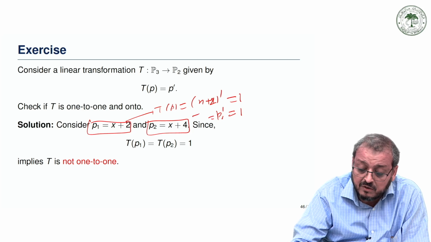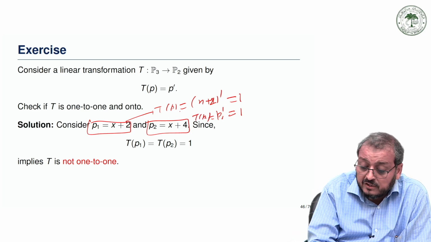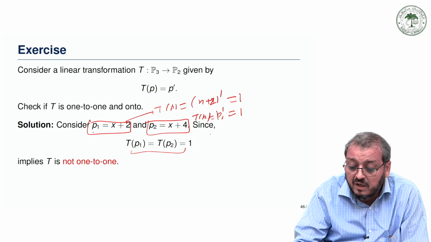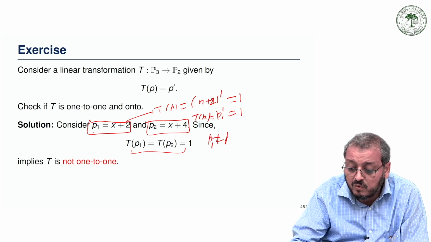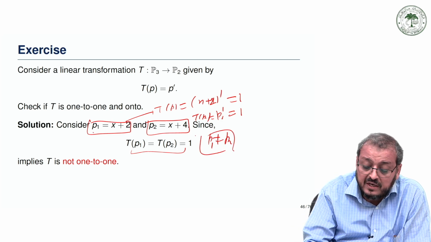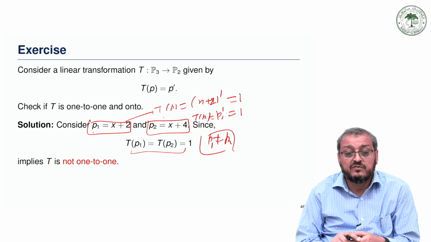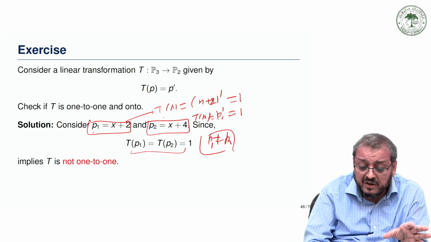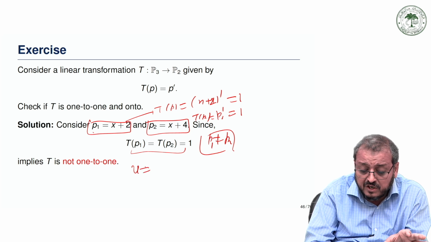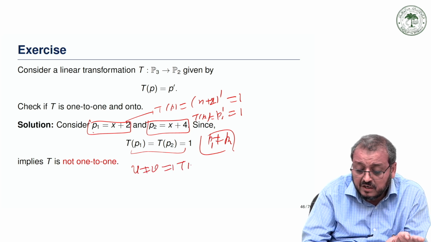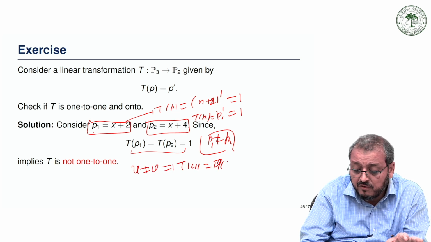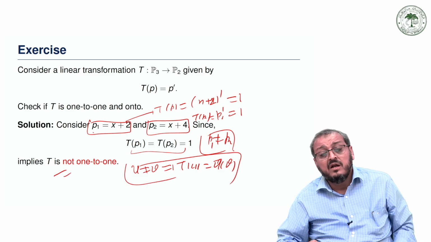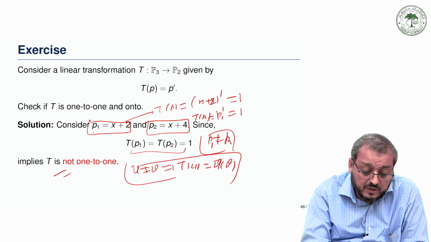So this is nothing but equal to T of P2. So this means we have T of P1 and T of P2 are the same, but P1 is not equal to P2. So clearly this is not satisfied by the definition. We can say that we have two different elements, U different from V, implies that T of U is equal to T of V. So this means clearly this map is not an onto map.